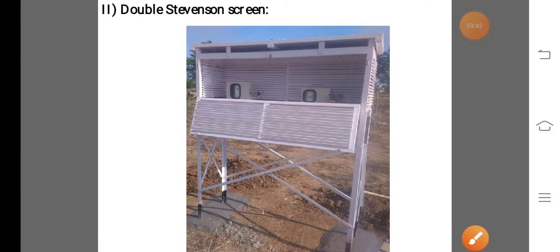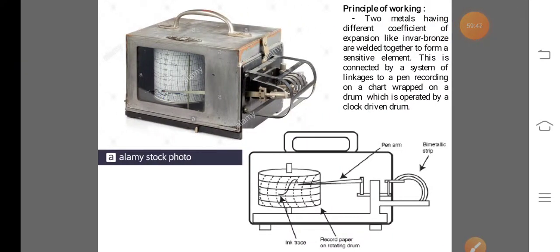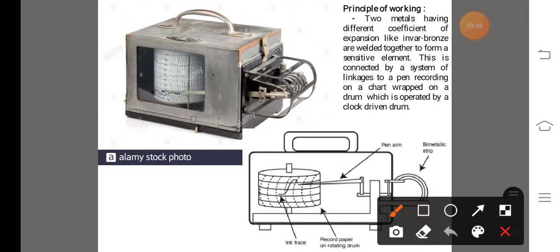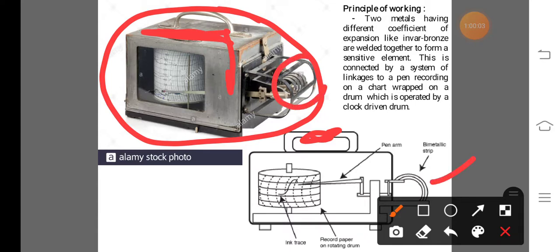Now we discuss the thermograph. It is used to measure atmospheric temperature. So see, this is the thermograph. There are different parts. See here in the diagram, this is the body. Also this is the metallic strip. Next one, the pen arm. After that, it is the clock rotating drum.